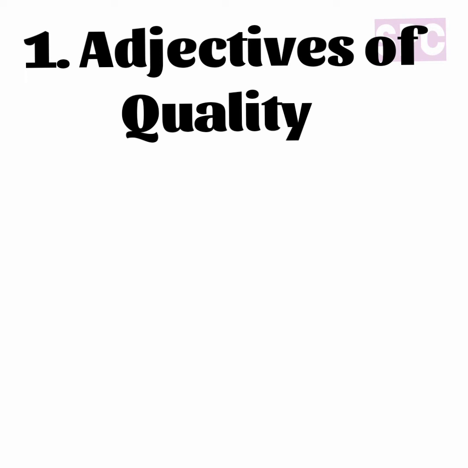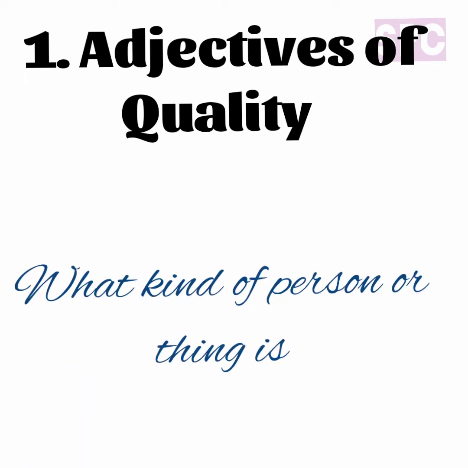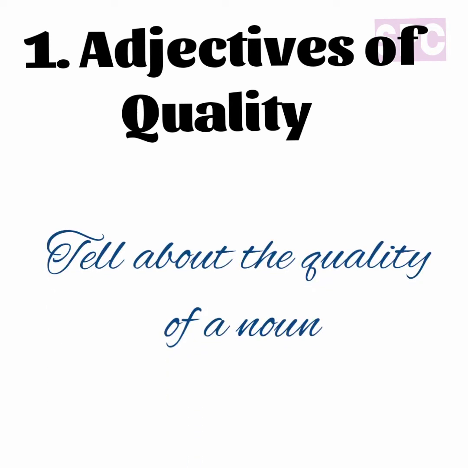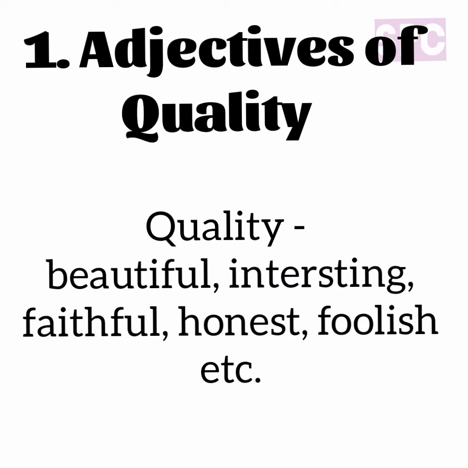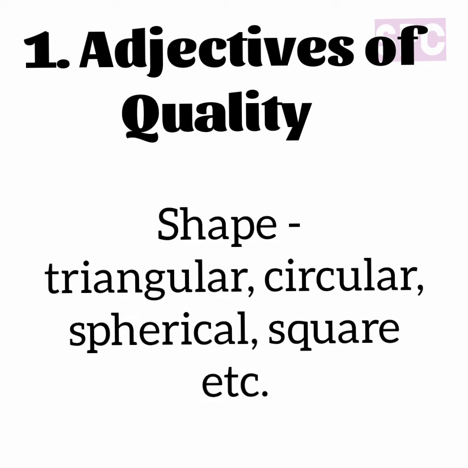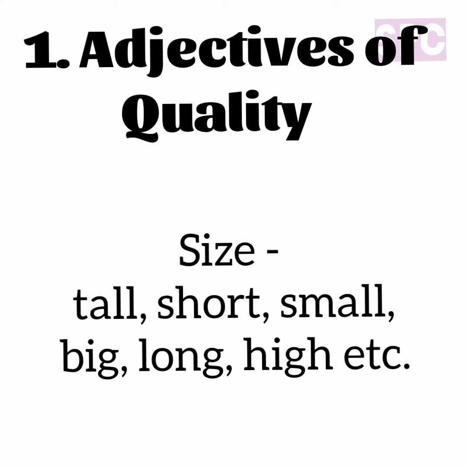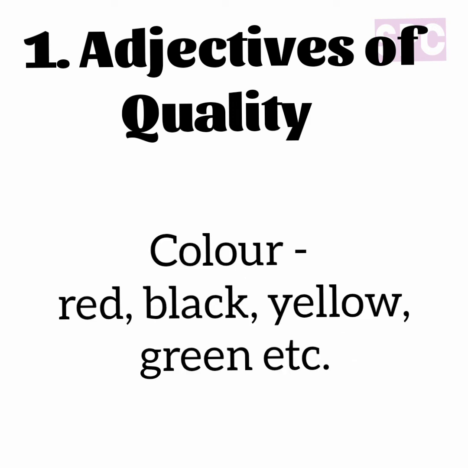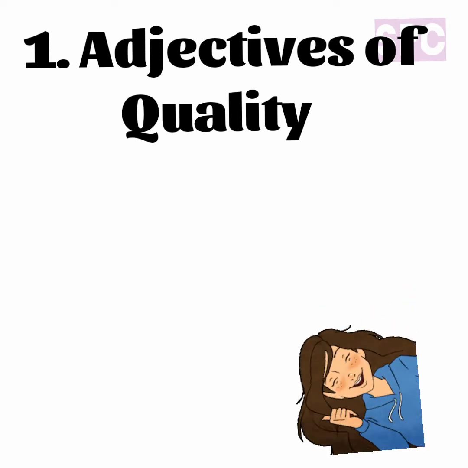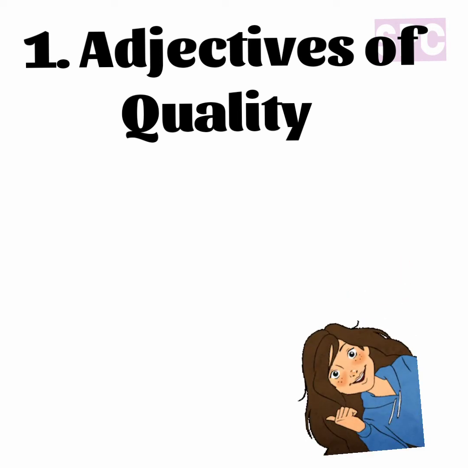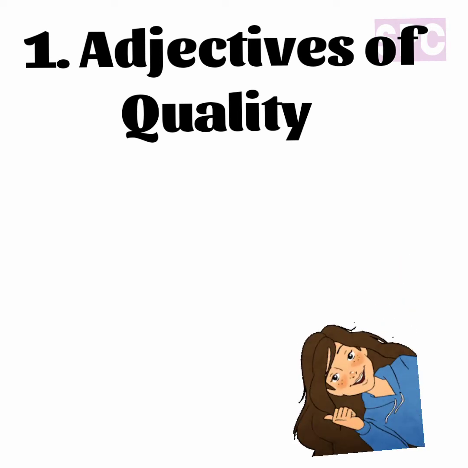Adjectives of quality tell us what kind of person or thing is. These adjectives tell us the quality of a noun. They answer the question of what kind in terms of its quality, shape, size, color, taste, etc. Let's understand how to use these adjectives in sentences.